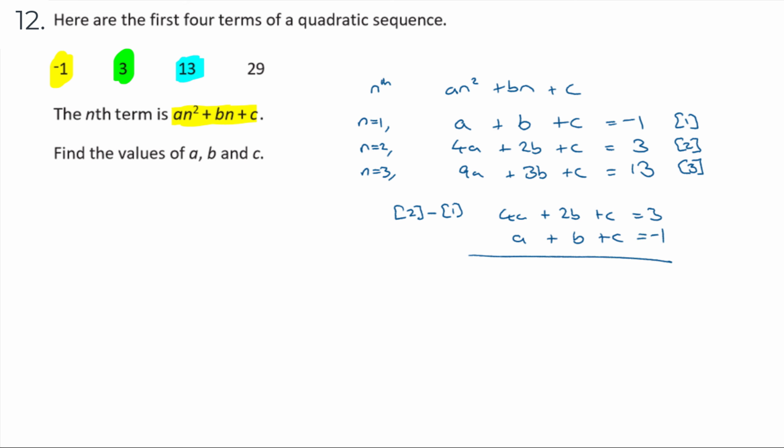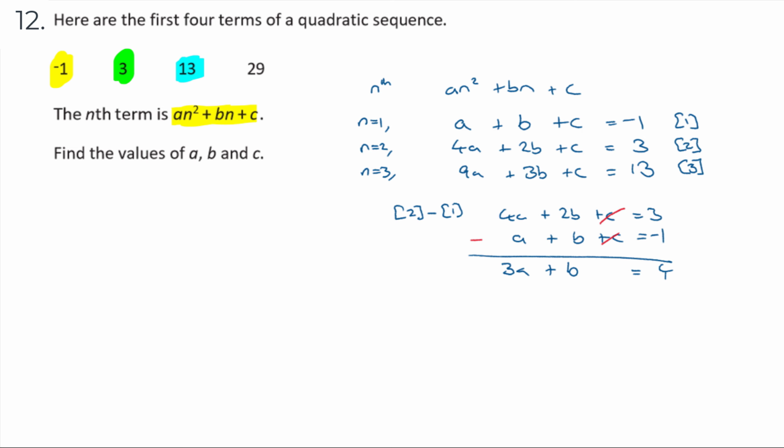So if I subtract one from the other, then 4a take away a is 3a. 2b take away b is b. And c take away c is zero. They cancel out, don't they? So we've got rid of c. And then 3 take away negative 1 is equal to 4. Okay, so we've eliminated c, so now we've got an equation in a and b by taking equation 1 away from equation 2. Now, that's not good enough because I still don't know what a and b are.